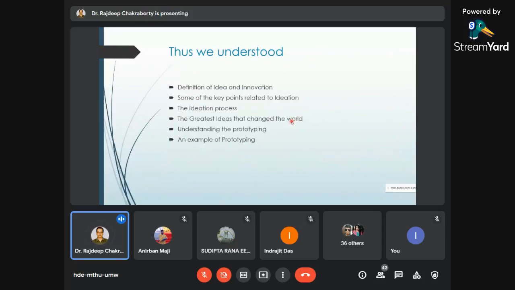So in this session, we understood the ideation process, the definition of idea and innovation, some of the key points related to the ideation process, the greatest ideas that changed the world, understanding prototyping, and an example of a prototype.